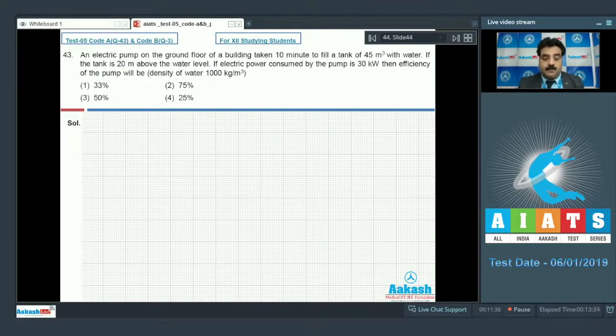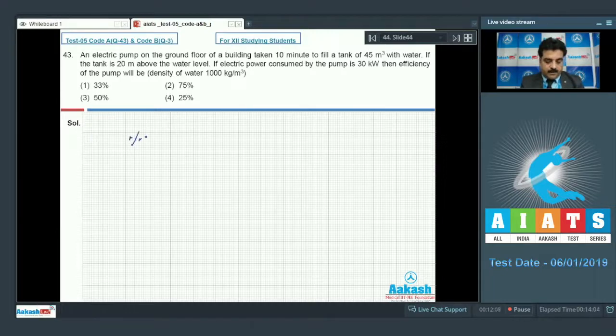An electric pump on the ground floor of a building takes 10 minutes to fill a tank of 45 meter cube. This is the volume of water. If the tank is 20 meters above the water level, and the electric power consumed by the pump is 30 kilowatt, then the efficiency of the pump will be, and water density is 1000 kg per meter cube. So you can solve this question by using the formula directly.